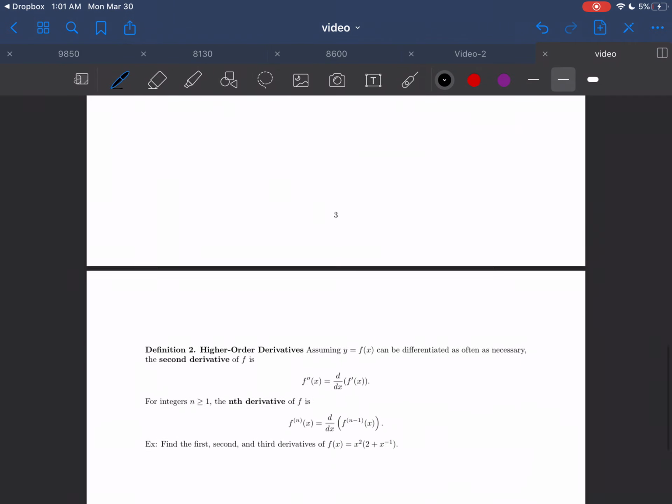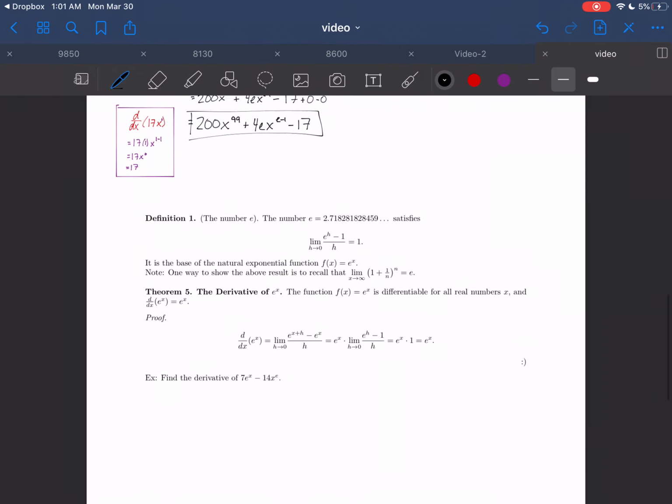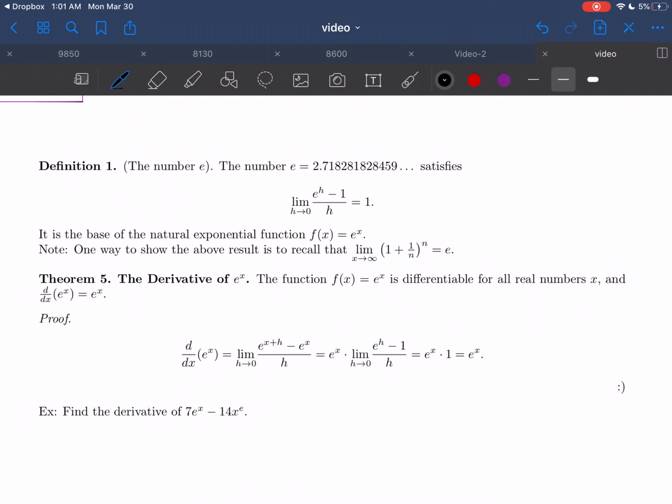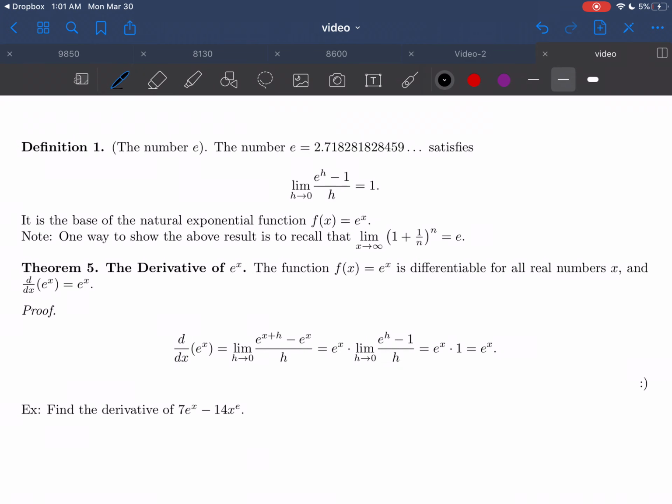All right, our second to last derivative rule for today. So remember we defined the number e several sections ago using our limit. The number e is just that irrational number that satisfies this limit. Remember that it's the base of the natural exponential function, so e to the x. You can also look at using the infinite limit.